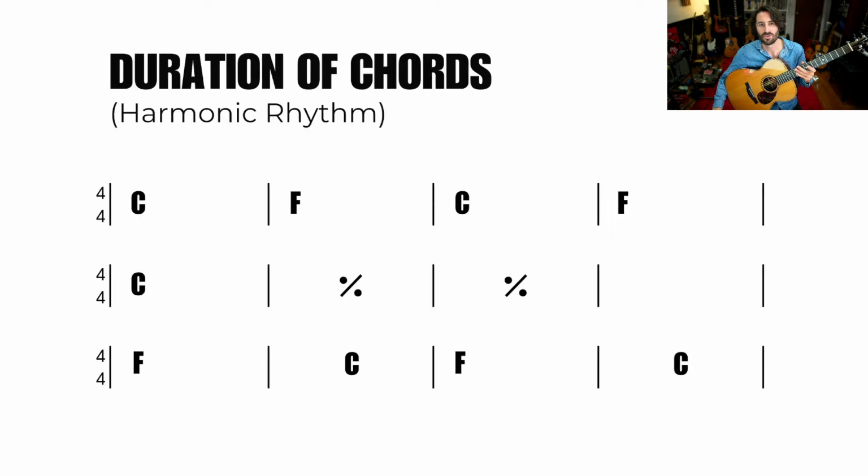What about duration of chords? Duration of chords or harmonic rhythm, again, is that thing that we sometimes forget to address. So for example, that top line there, if we're counting in 4/4 of 1, 2, 3, 4.